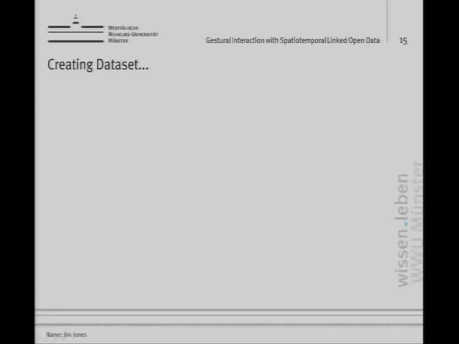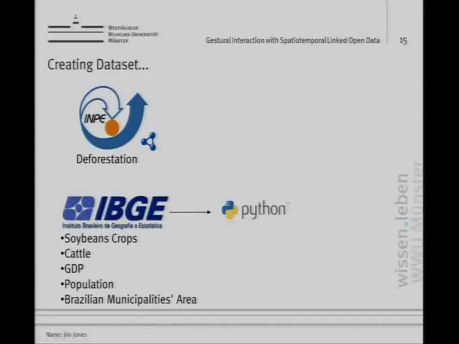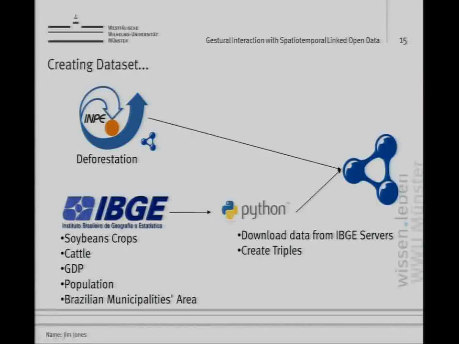So now that we are experts about linked open data, I'm going to quickly say how we created our data sets. We took deforestation data produced by INPE, the Brazilian government. And also from the Brazilian government, we took statistical information, like soybean crops, heads of cattle, GDP, population, and the areas of each municipality of Brazil. We wrote a script in Python to download this information from the IBGE servers and triplify it, creating the RDF triples to correlate later. And we put everything in a single data set.